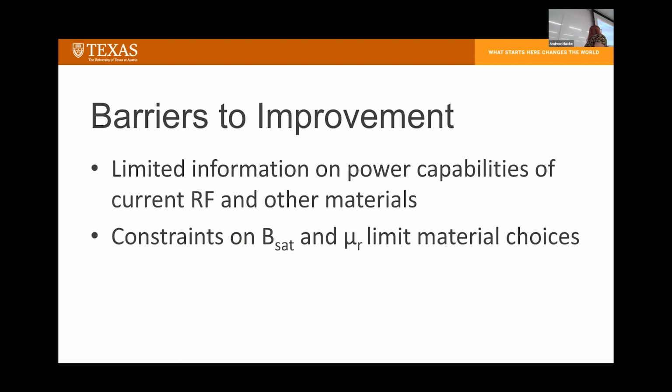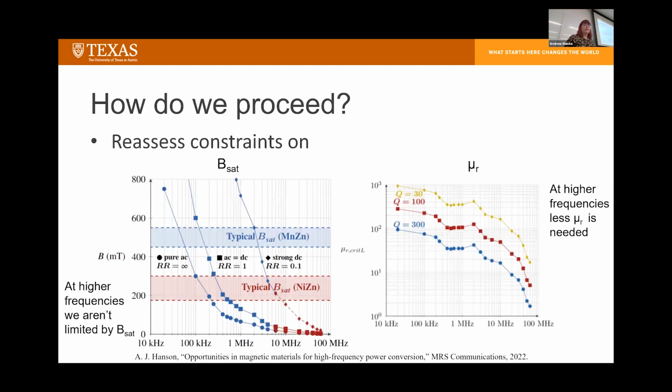And so what are the barriers to improvement in these magnetic materials? Basically, there's limited information on the power capabilities of a lot of released materials, such as those used for RF applications. That just means that the materials these companies release are tested at small signal. So they give a lot of small signal information, but we actually need high flux density information because we care about processing power, not really filtering. Well, it filters, but still. And then, like I mentioned before, we have the constraints on BSAT and permeability, which typically limit our material choice.